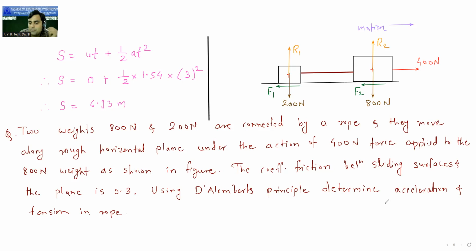Okay, so using D'Alembert's principle, determine acceleration and tension in the rope. So draw the free body diagram of each block. Now if we draw the free body diagram of the first block, the 200 Newton block, how will the free body diagram be? This is the surface. On this surface the block is resting.